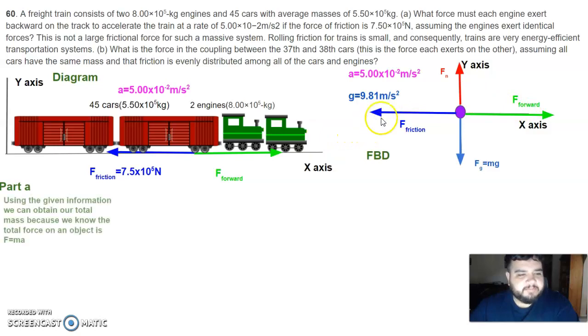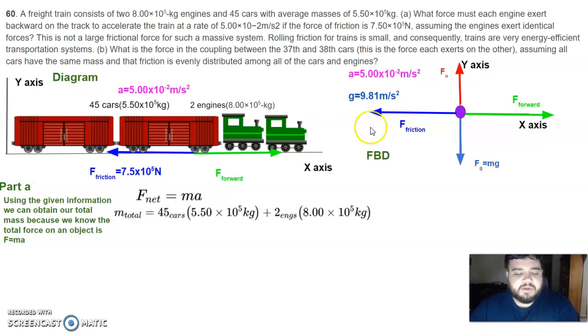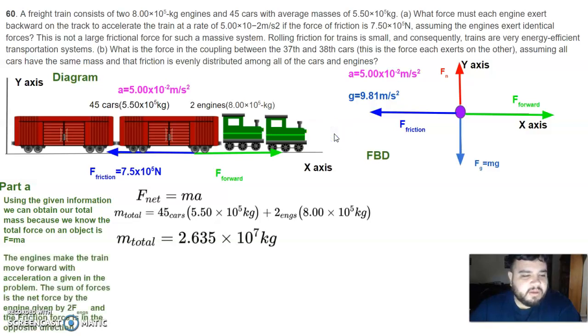For part A, using the given information, we can obtain our total mass of the system, because we know the mass of the two engines, and then the cars. Using Newton's second law, F equals ma, for the net force on a system, the total mass is going to be the 45 cars times the mass given, plus the two engines times the mass given for those. Now we've got some more information, so we're going to be building this problem up quite a bit.